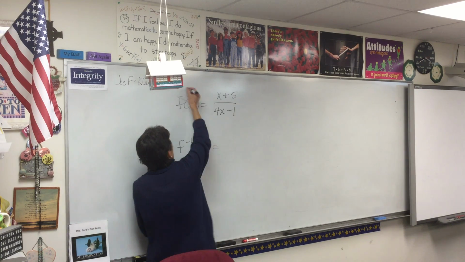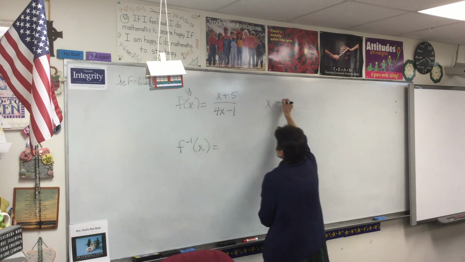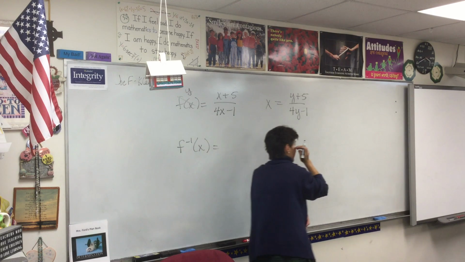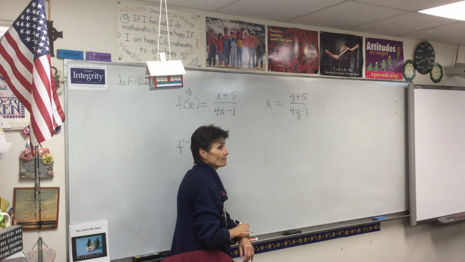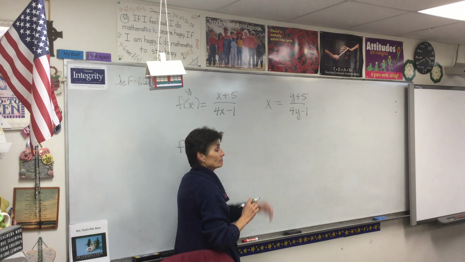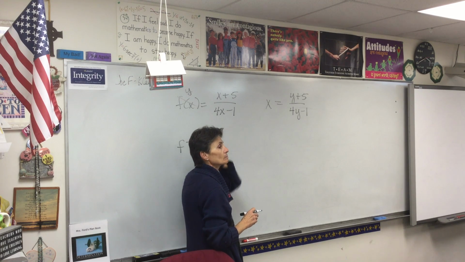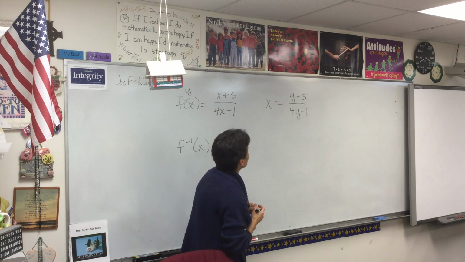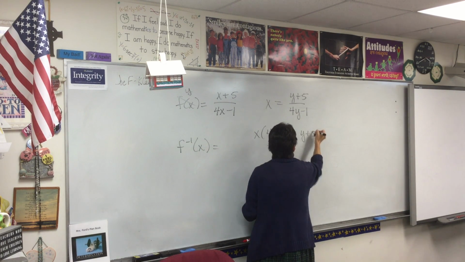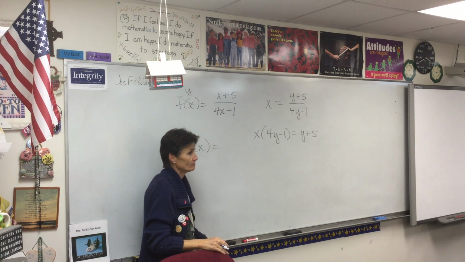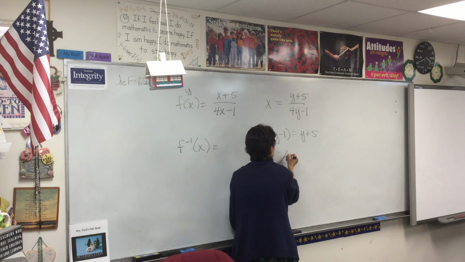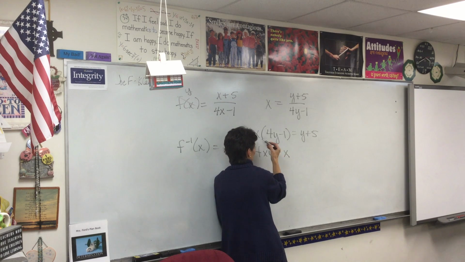Did you first of all switch your variables? So x equals y plus 5 over 4y minus 1. Right? Then what happens? Emma Faulkner, what'd you do next? I multiplied everything by the denominator. So you had x times (4y minus 1) equals y plus 5. Then what did you do, Emma? You distributed. So you had 4xy minus x. Remember, distributed means you multiplied all the way through.